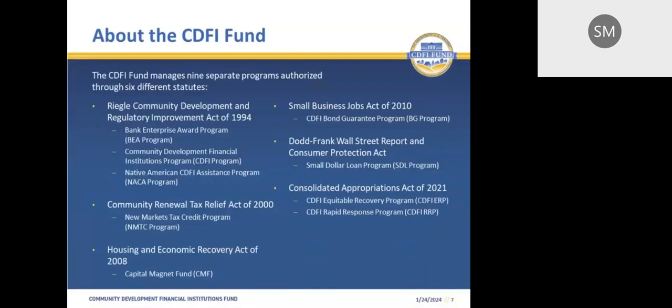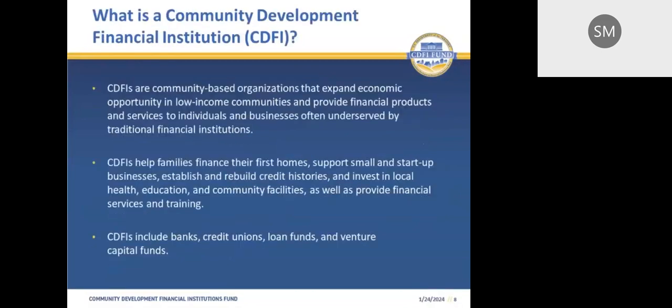While initially authorized under the Riegle Community Development and Regulatory Improvement Act of 1994, the CDFI Fund manages 9 separate programs authorized through 6 different statutes, which I won't read out loud because they are listed here for your review later. What most of these statutes and programs do is allow the CDFI Fund to certify entities that want to be recognized as CDFIs and to provide resources to those entities along with community development mission-driven organizations.